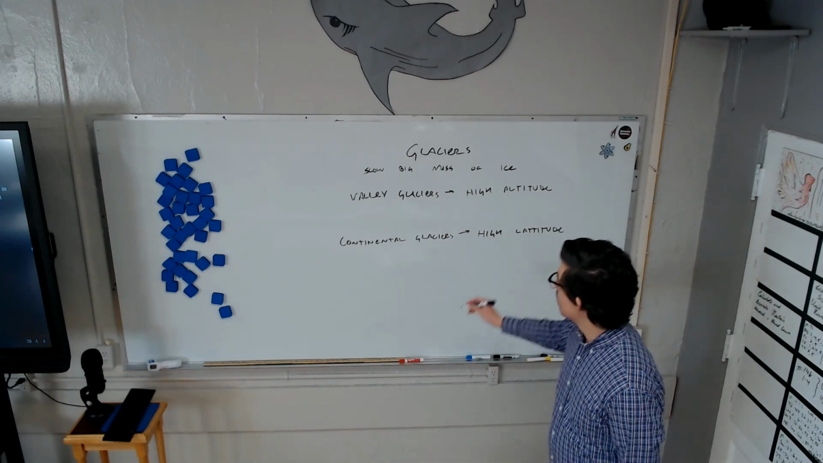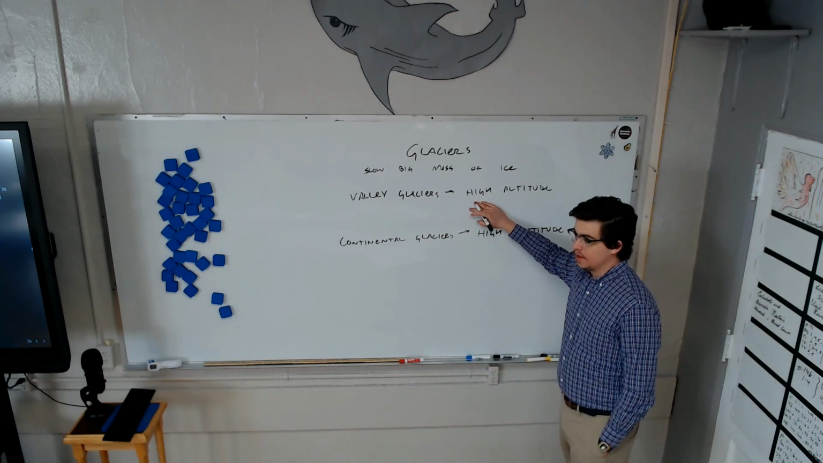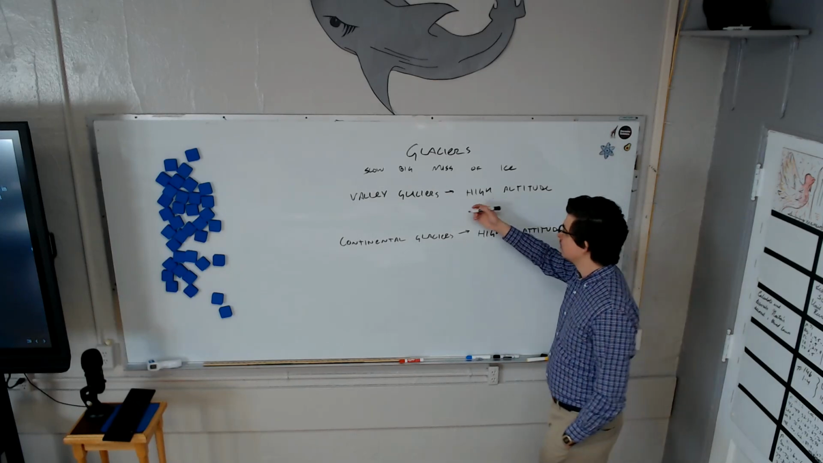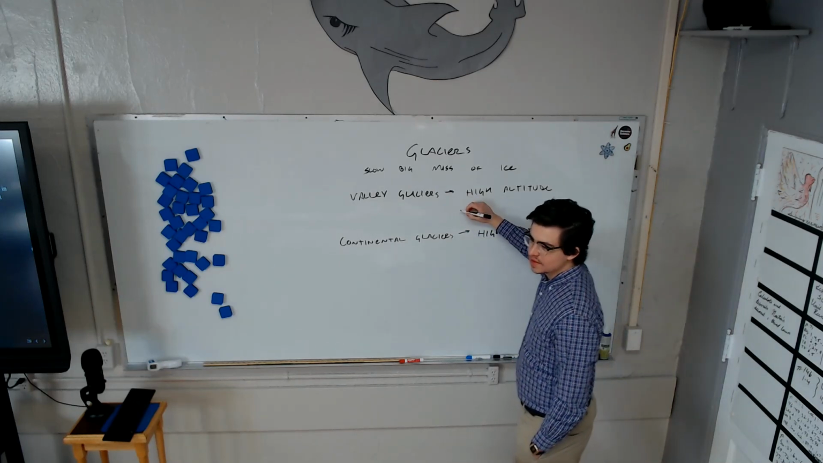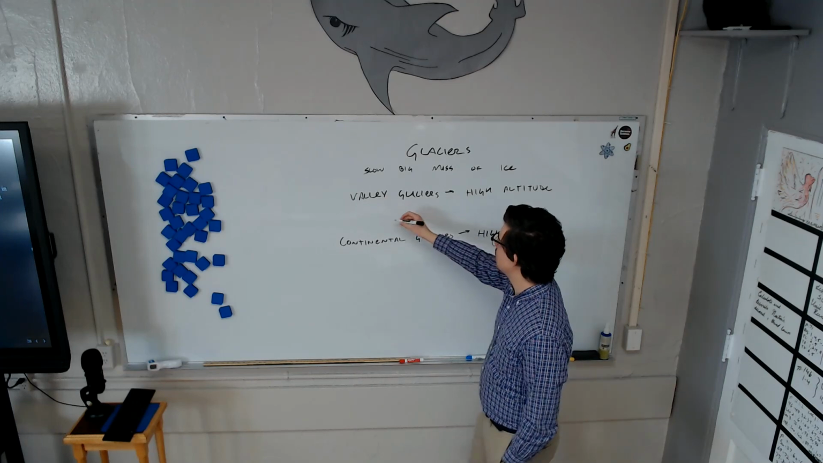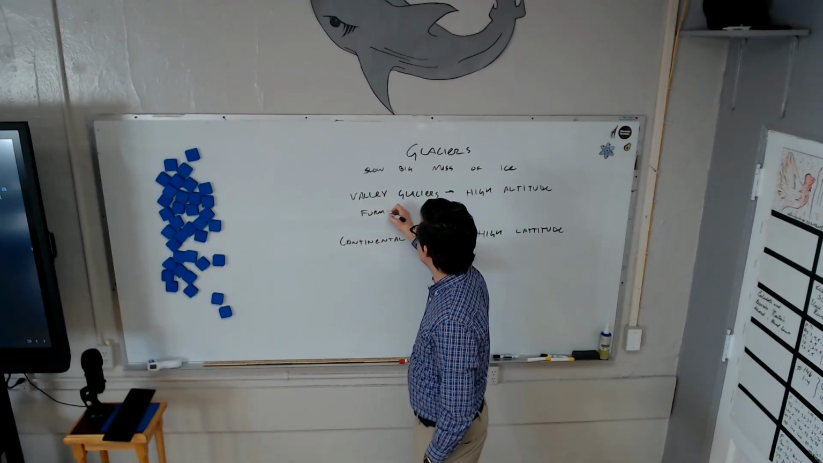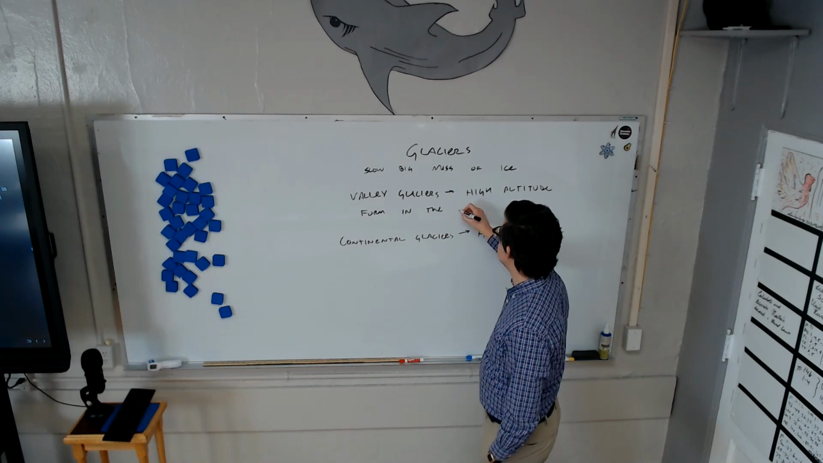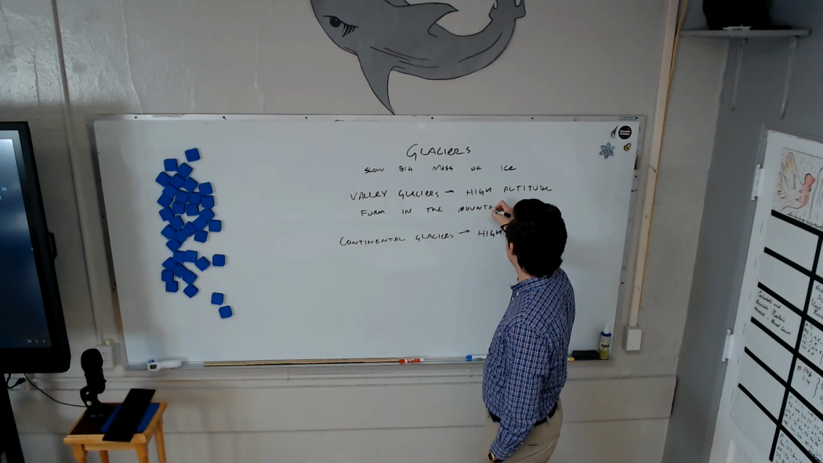So valley glaciers form in high altitude, which is like where? Where do we find high altitudes? At the tops of mountains. Not just Montana, stop being so specific. Yeah, mountaintops. So valley glaciers form in the mountains. Sure, we'll just put that.